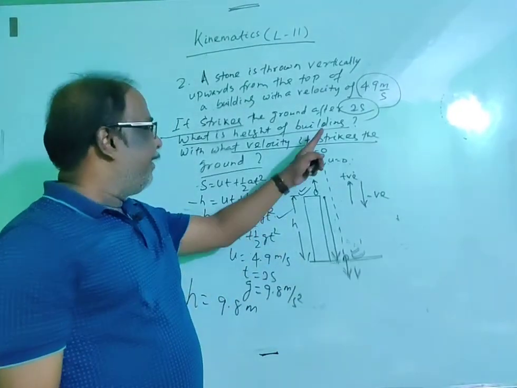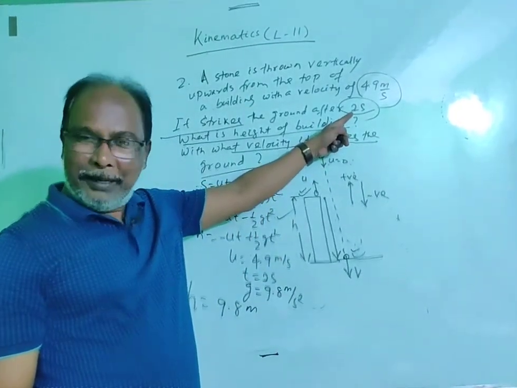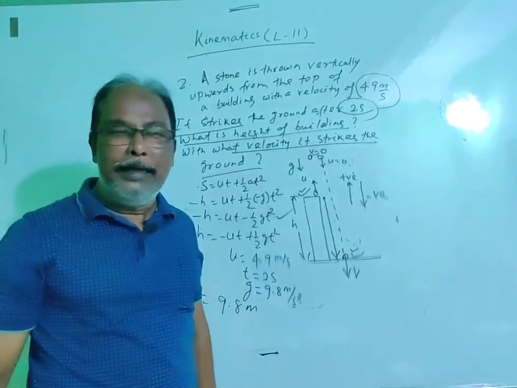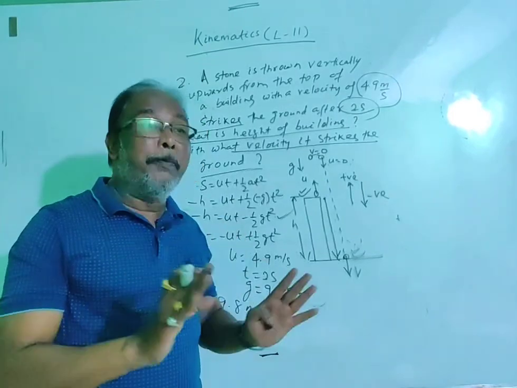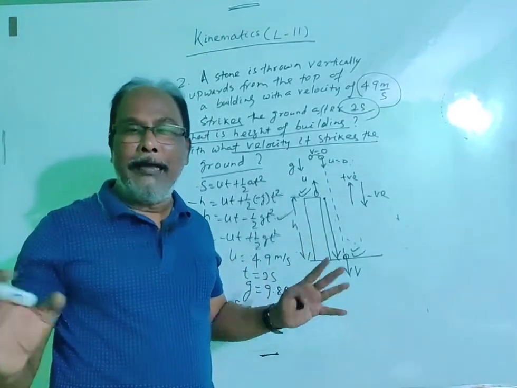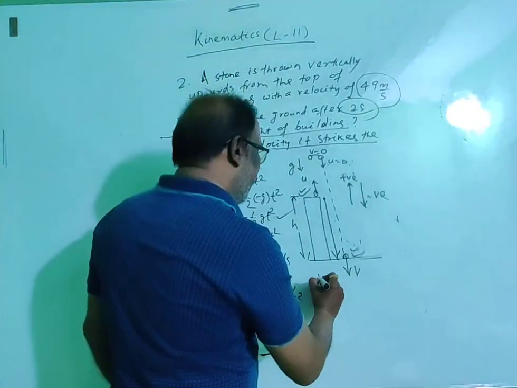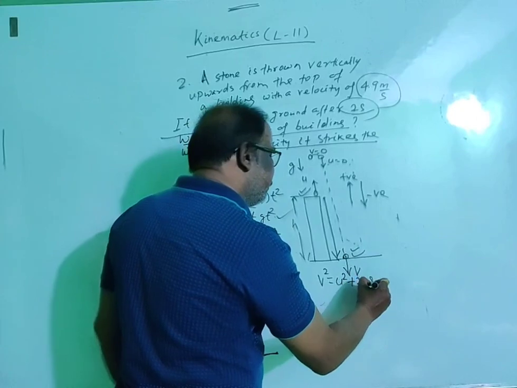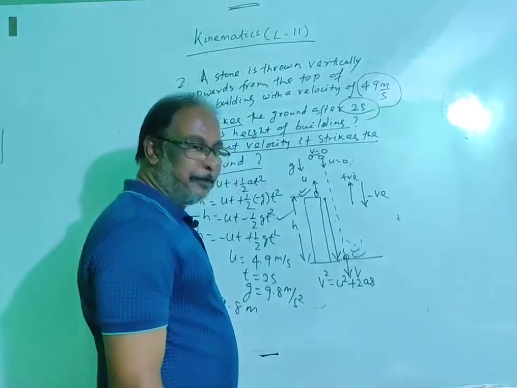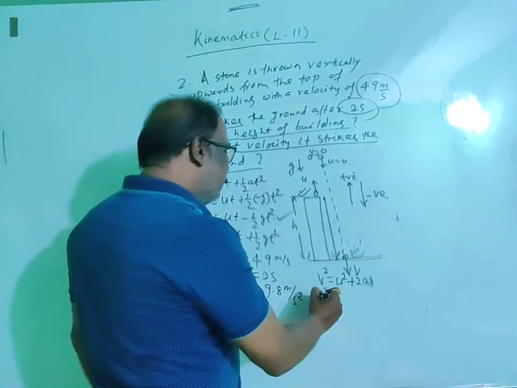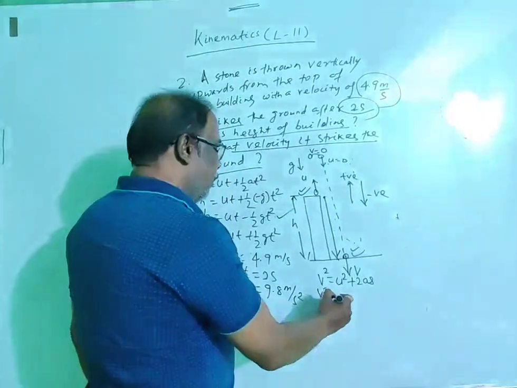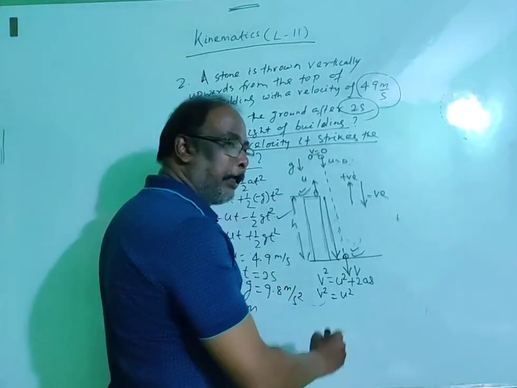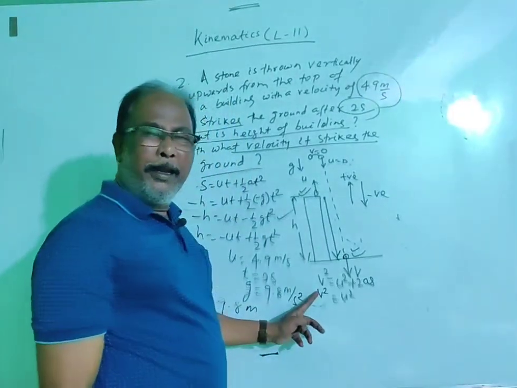See, time taken by the body is given, number one. And we have calculated the height of building. From any of the data, you may take either equation. First equation we may use, v square is equal to u square plus 2as. And final velocity, v square. u in upward direction means positive. Here I have taken square.